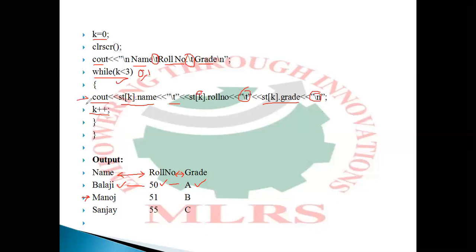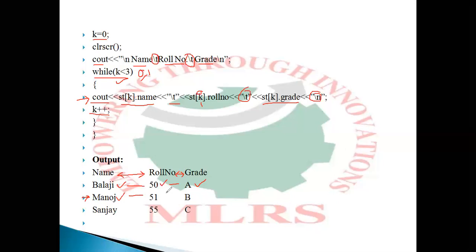Again it executes cout st of k dot name. St of k dot name means st of 1 dot name. Then the second student name will display. Then tab space as it is. Then st of k dot roll number, st of 1 dot roll number.